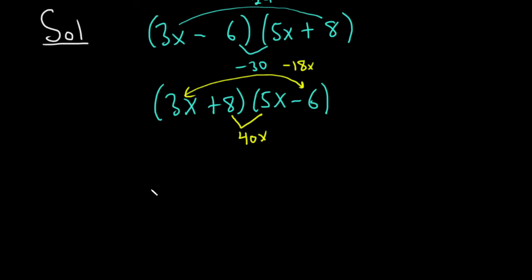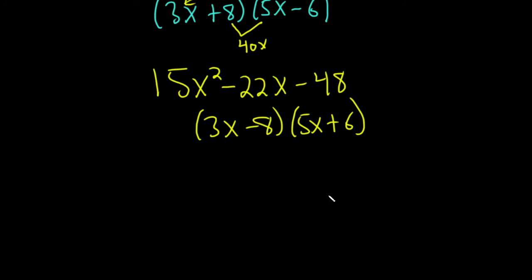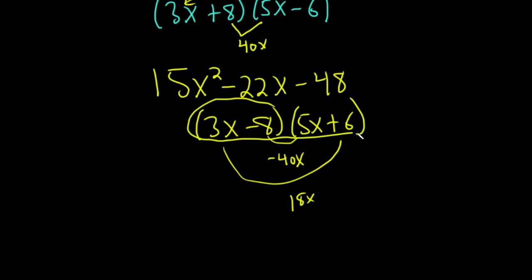So I'm going to write down the problem one more time. So we have 15x squared minus 22x minus 48. And we said we would try switching the signs. So 3x minus 8, 5x plus 6. Okay, maybe this will work. I think it will. Let's check. This piece here, the inner, is going to give us negative 40x. The outer is going to give us positive 18x. When we add these, we get negative 22. Yep, that's the factored answer.